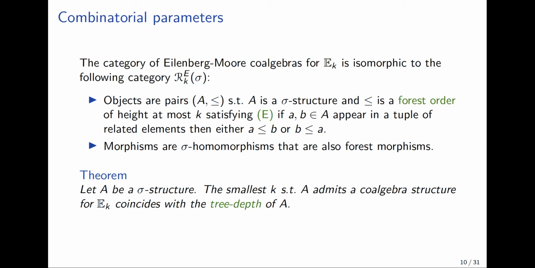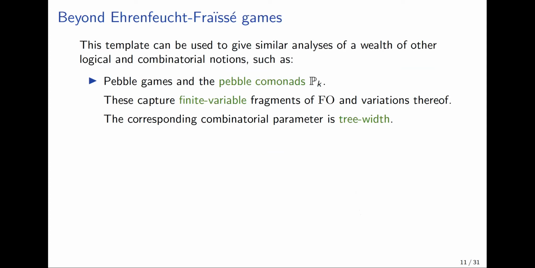All right, so this was a bit quick, but the main point here is that this template is not specific to E_k. You can give similar analyses of other logical and combinatorial notions in a very similar way. So you could look at pebble games and the corresponding pebbling comonads. The idea in pebble games is that each of the two players has k pebbles, and in each round they place a pebble on an element of one of the two structures. The pebble represents a variable, and placing the pebble on an element of one of the two structures corresponds to interpreting that variable as that element.